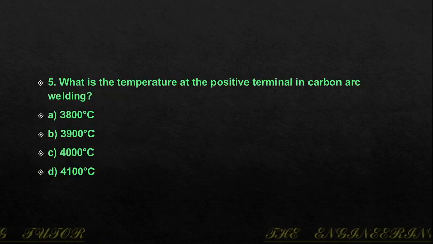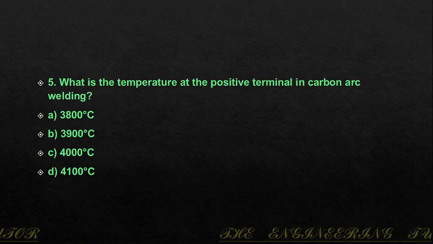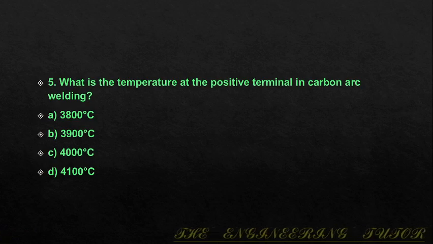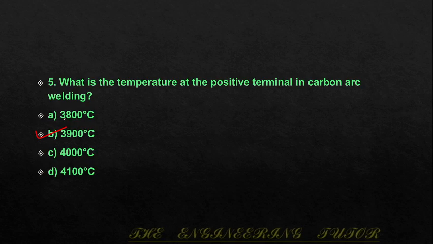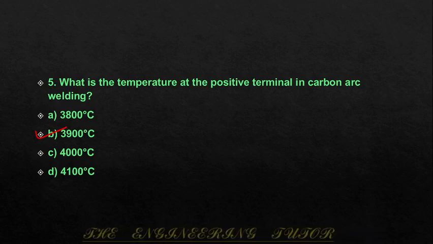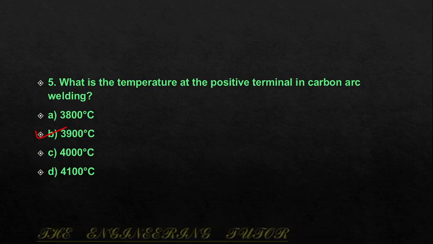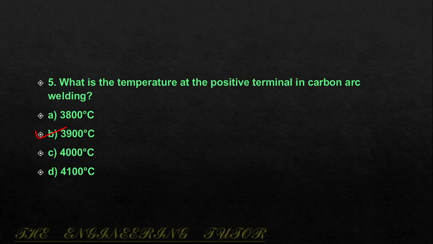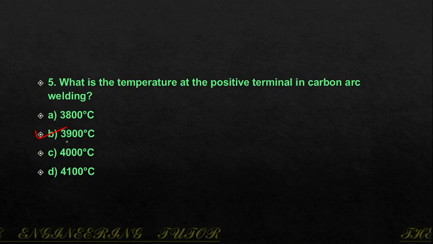What is the temperature at the positive terminal in carbon arc welding? We have already discussed the temperature at the negative terminal. Now the question is the temperature at the positive terminal. The option is 3900 degrees Celsius. In carbon arc welding, carbon is used at the negative terminal, the cathode, and the metal which is being welded functions as the positive terminal. The temperature at the positive terminal is 3900 degrees Celsius.